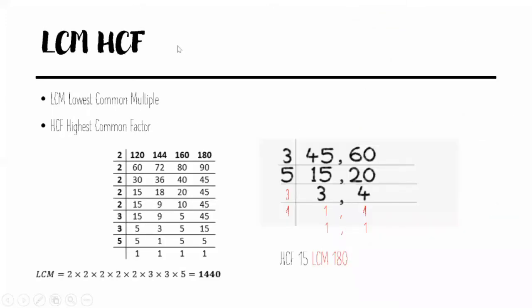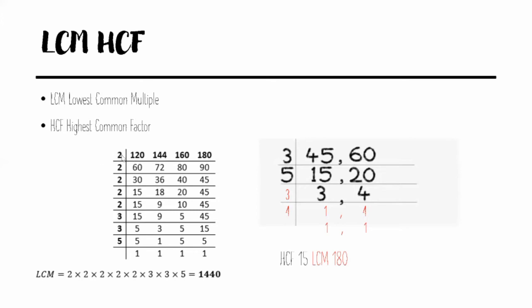Okay, then we have LCM and HCF. LCM is the lowest common multiple, and HCF is the highest common factor. What do I mean by the lowest common multiple? If I'm taking 2 numbers, I want a multiple. I want a number that is a multiple of all of them, but I want the lowest value out of all the common multiples. So if I have 120, 144, 160, and 180, and I want a number that's a multiple of all 4 of them, I'm going to take out their LCM, and how will I do that?